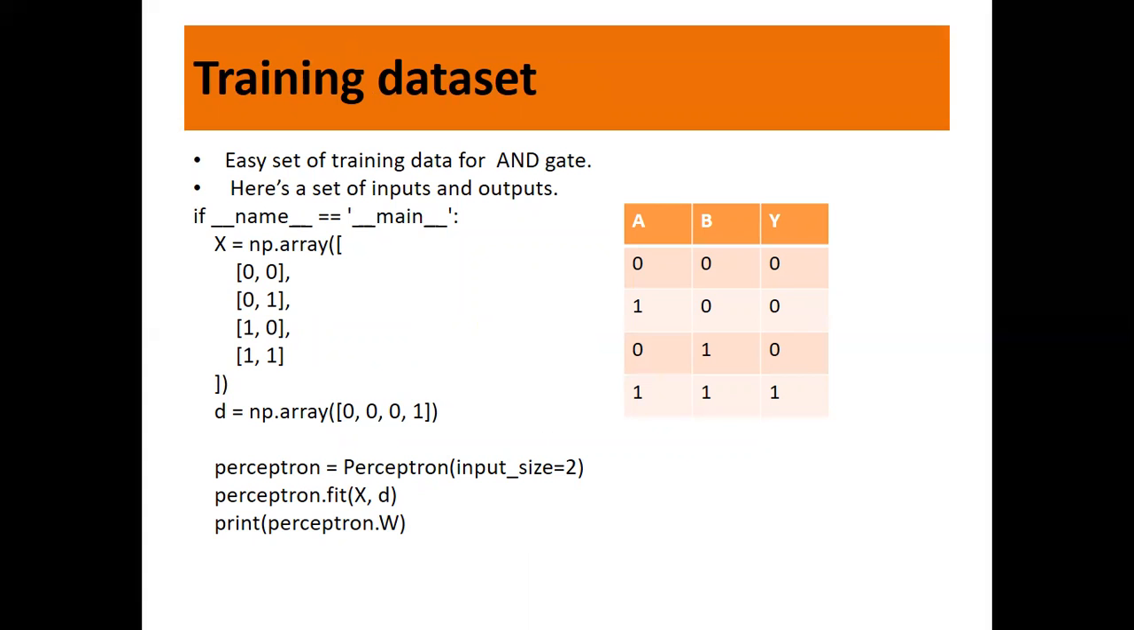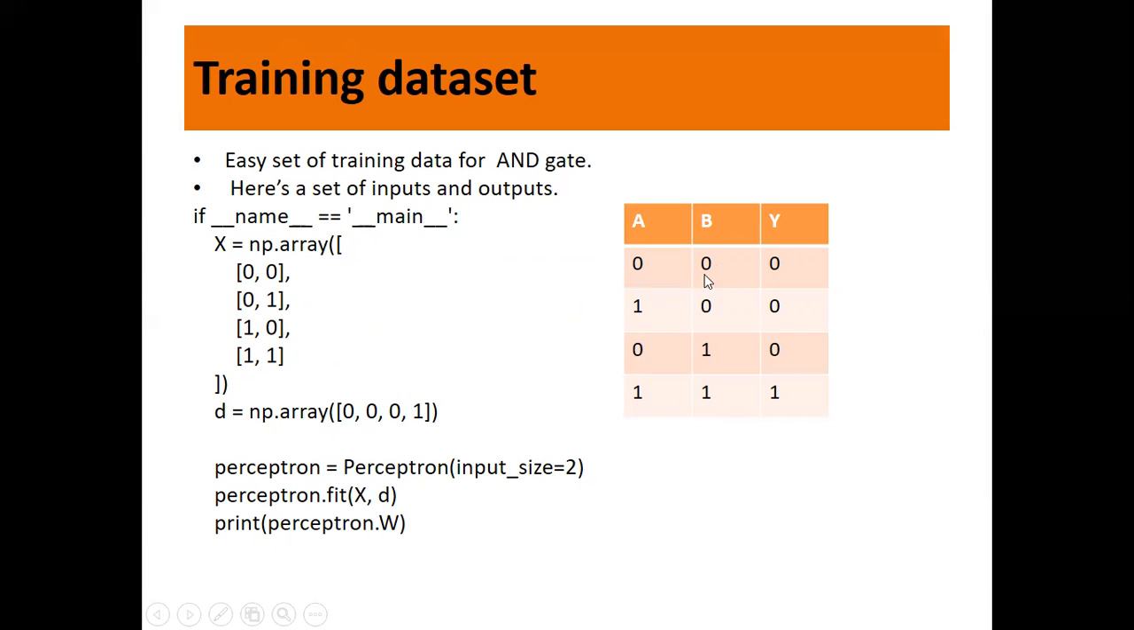Now that we have the perceptron coded, we can try to give it some training data and see if it works, right? So the easiest training data set we are using is the training data for the AND gate, the previous program we already saw. So here is a set of inputs and outputs. Input is X, which is a vector with 0, 0, 0, 1, 1, 0 and 1, 1, right? And the desired output is again a vector with 0, 0, 0, 1 corresponding to this input.